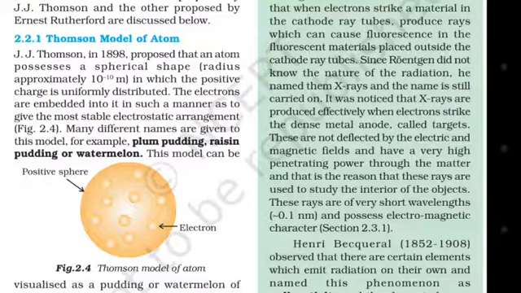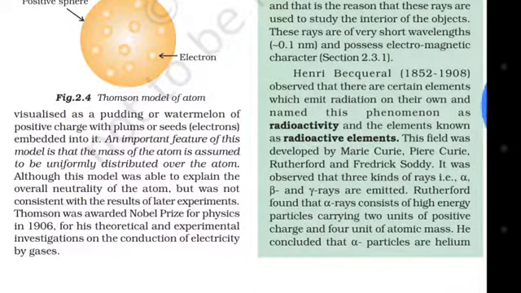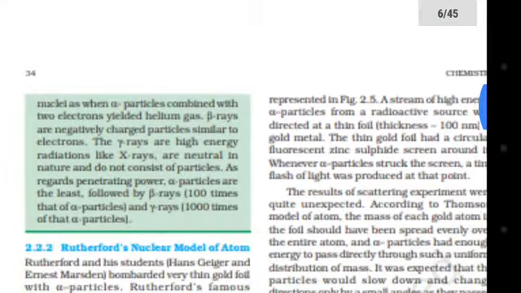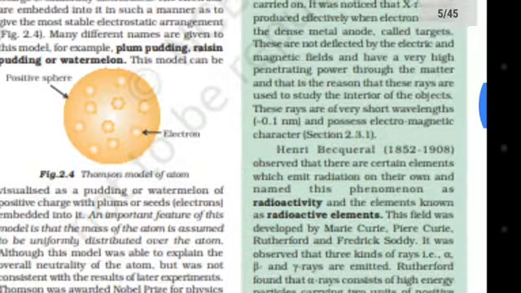These are not deflected by the electric and magnetic fields and have a very high penetrating power through matter, and this is the reason that these rays are used to study the interior of objects. These rays have very short wavelengths, approximately 0.1 nanometer, and possess electromagnetic character. We will see this in Section 2.3.1. Okay, we will study it later.